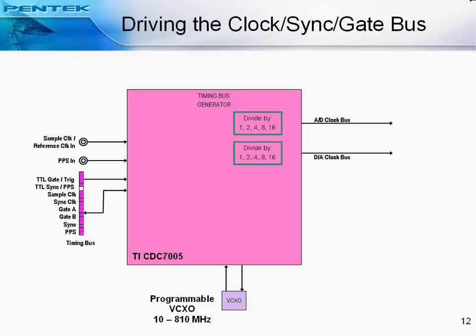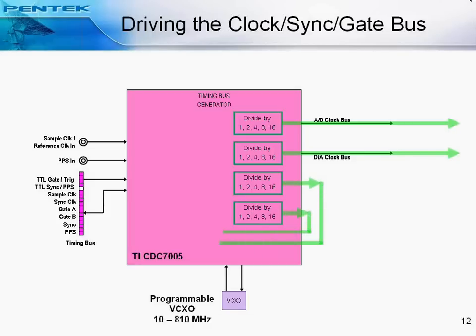There are actually 5 on the board. We use 4 on the 7156. 2, as I've already explained, are used to generate the A to D and the D to A clocks. An additional 2 can be used to generate clocks that are sent back through the timing bus, and through a ribbon cable can be used to clock A to Ds and D to As on additional boards.